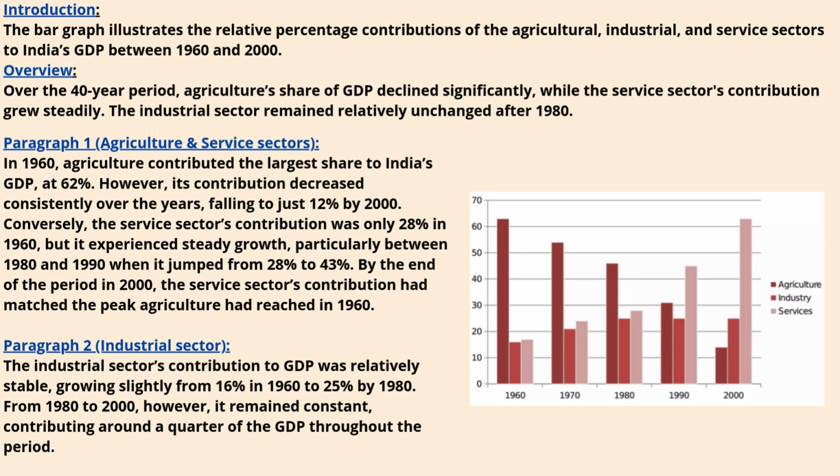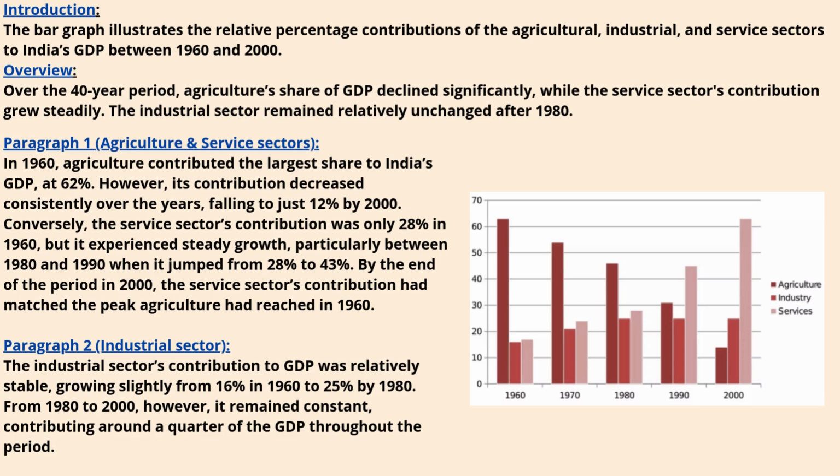In 1960, agriculture contributed the largest share to India's GDP at 62%. However, its contribution decreased consistently over the years, falling to just 12% by 2000. Conversely, the service sector's contribution was only 28% in 1960, but it experienced steady growth, particularly between 1980 and 1990 when it jumped from 28% to 43%. By the end of the period in 2000, the service sector's contribution had matched the peak agriculture had reached in 1960.